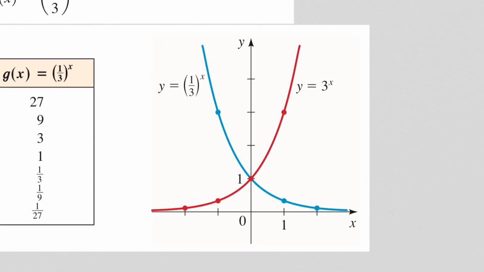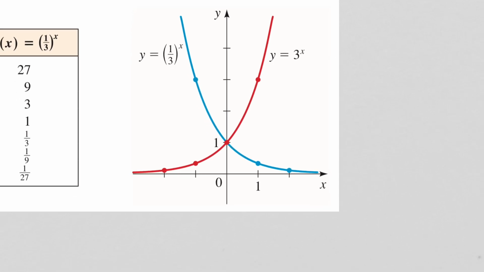Now, one thing to notice about both of these functions is that the domain for both of these functions, and in fact the domain for all exponential functions, is all real numbers. And the range of both of these exponential functions and all exponential functions is positive numbers. And this is because if you take any positive number, no matter if it's larger than 1 or less than 1, when you raise it to a positive power, you only get positive numbers.